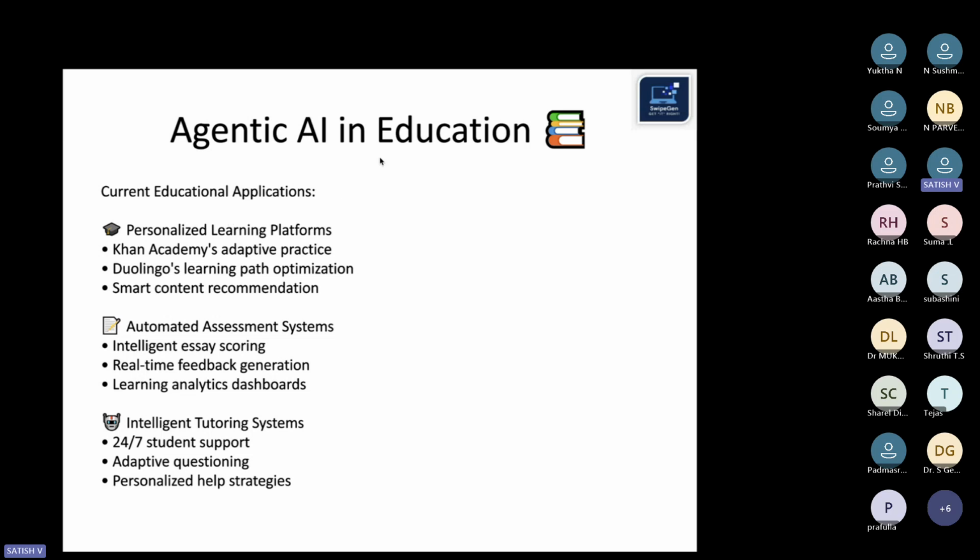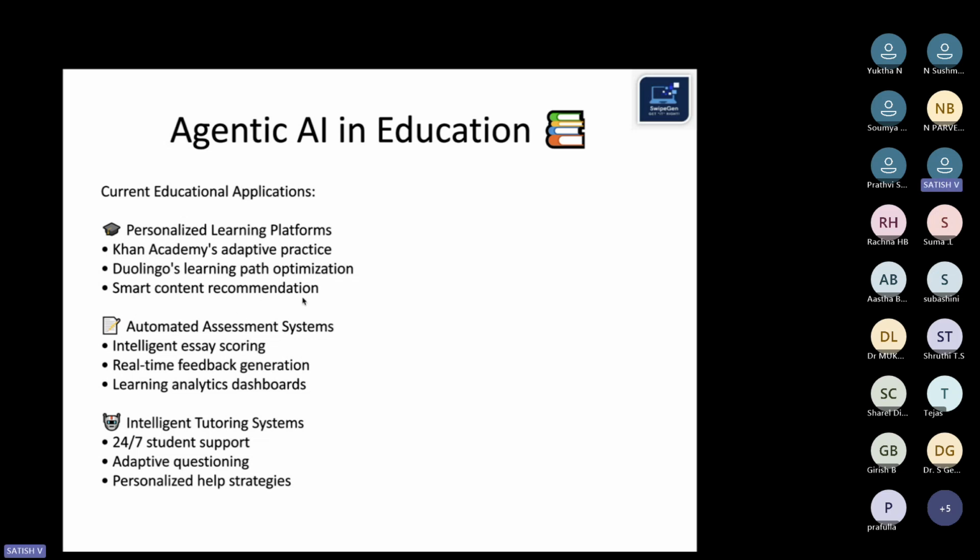How can agentic AI help in education, or where all can we see agentic AI in education? Current educational applications, a few of which I found: we all would have known Khan Academy, right? It provides various freemium courses, not free, freemium courses, that are adaptive and easy to practice. Then you would have seen Duolingo also. Learning a new language through the Duolingo app is very simple because it optimizes according to your learning style, learning speed, and your level. I mean, our level. So, smart content recommendation.